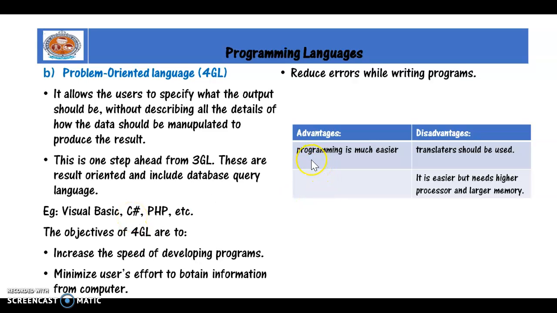Coming to the advantages, this is easier, right? Because, as we have said, these are high level languages, they are written in a kind of English language, so it is easier to understand. And here also we need a translator to convert this language into machine understandable code. And the same thing, we need a large amount of memory.